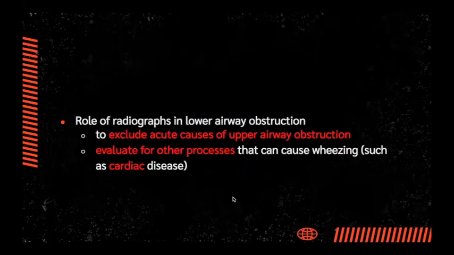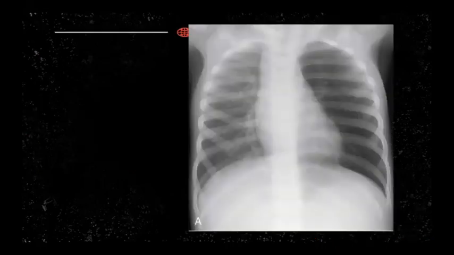All right, so the role of radiograph in lower airway obstruction is basically to exclude other acute causes of upper airway obstruction, and then to evaluate for other processes that can cause wheezing, such as cardiac disease. Right, so this is a kid who presented with wheezing. He had no other medical illness before. The kid is probably around 3 years of age.